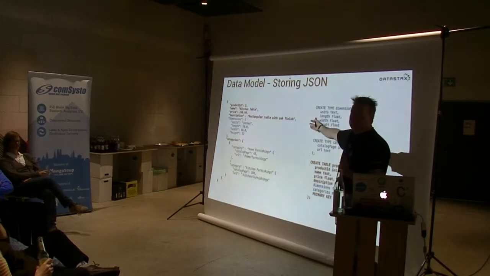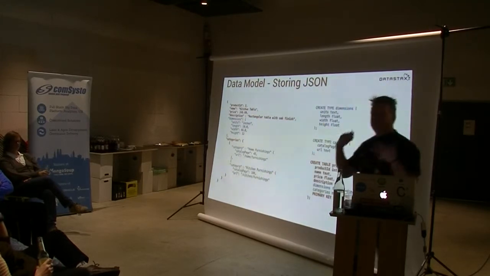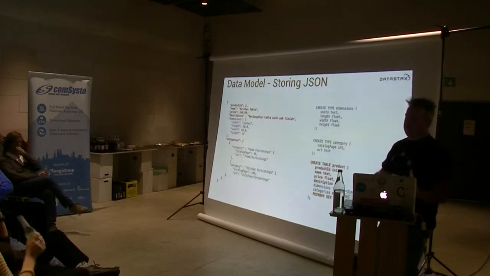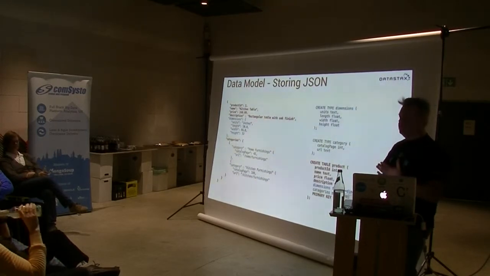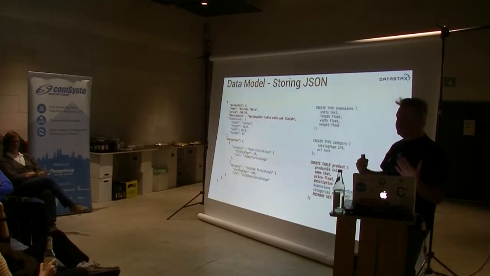And I can store JSON directly in Cassandra, but it's a fully typed schema. And that really makes a difference when you're not really sure what you're putting in your database and you need schema.